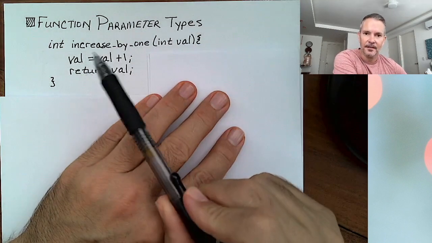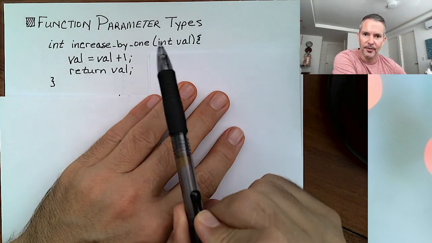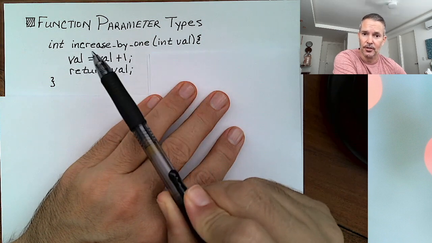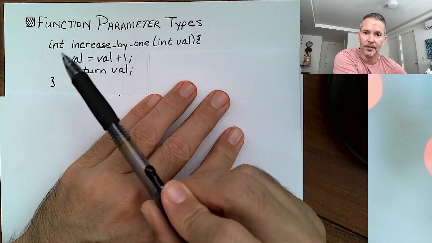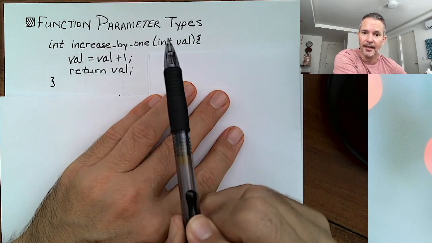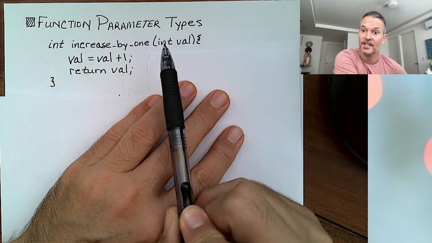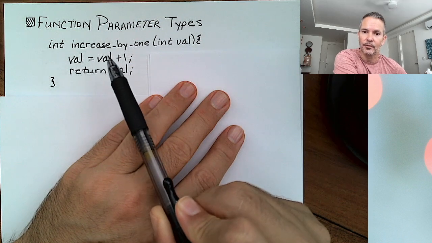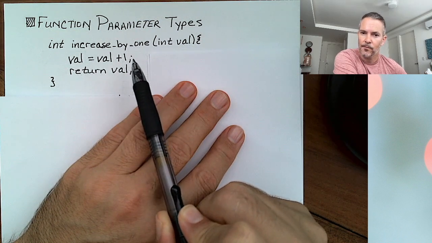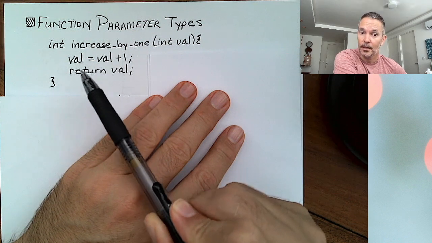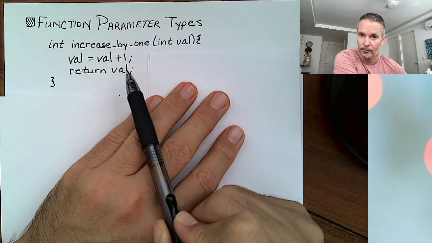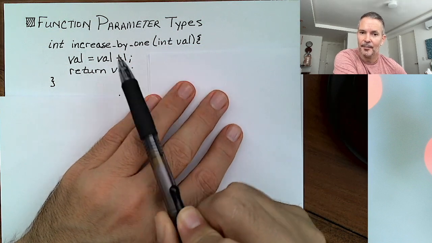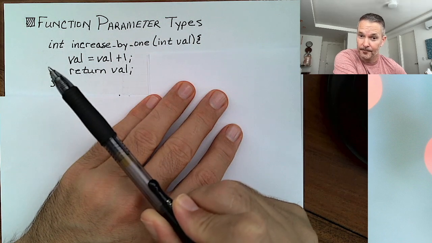So in this definition, you should be familiar with this now from our video on functions. I define a function called increase by 1. I declare that the function will return an integer and that it will receive a single parameter, which is an integer called value. And here I say value equals value plus 1, increasing value by 1, and then I return value. So we will end up increasing whatever variable you pass in by 1 and returning that number.